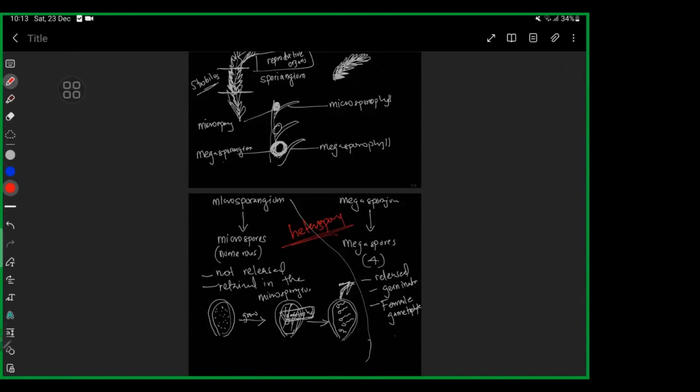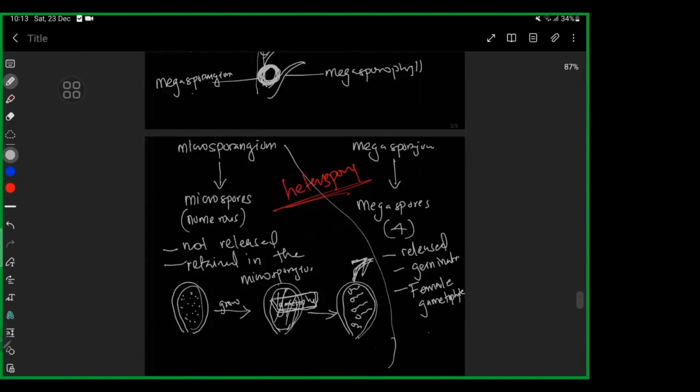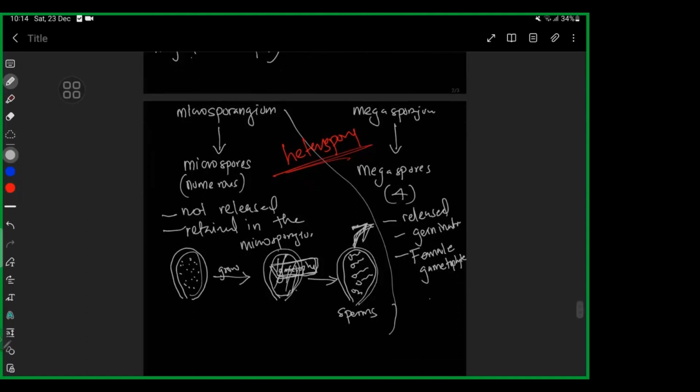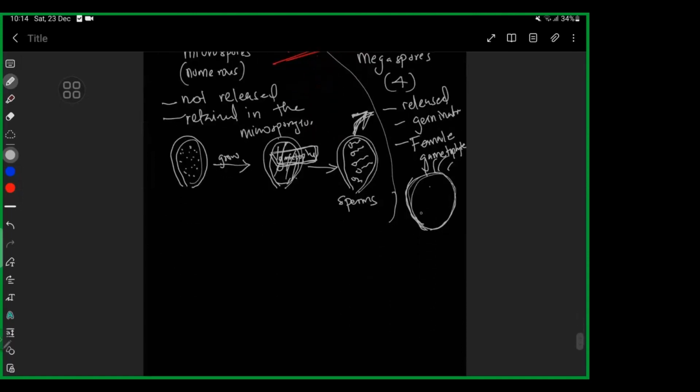Okay, and two things are happening in those two. The microspore is not released, it is retained, trapped, so it grows into the gametophyte and eventually releases the sperms. The megaspore is released, and it's germinating like this. We have the rhizoids like this. Inside, it is the gametophyte. Inside, the female gametophyte is here.